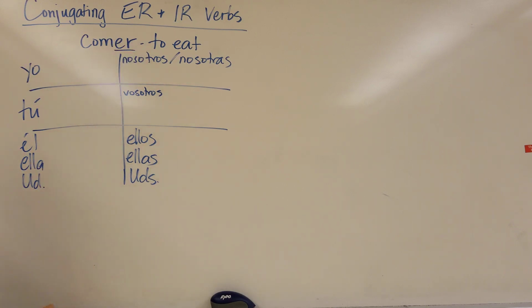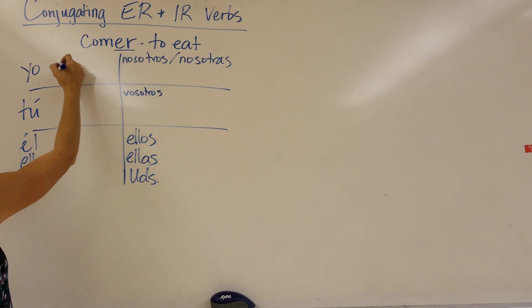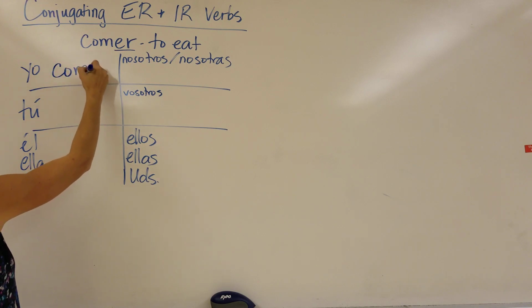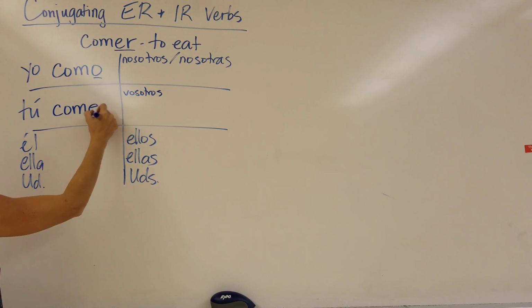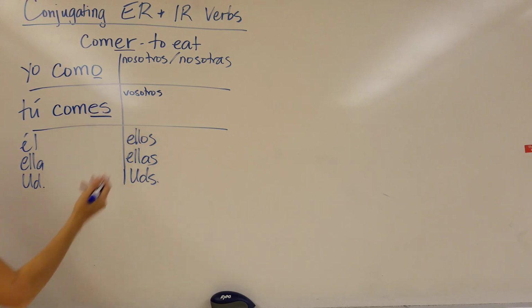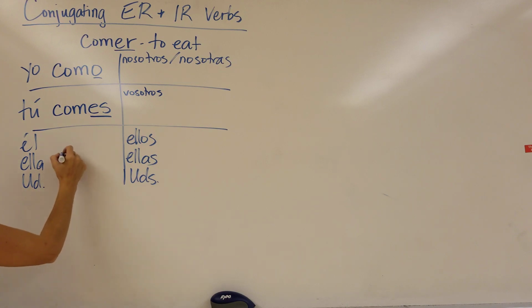We're going to take off that little ending there and add the new endings to say that I eat. In the yo form, it's exactly the same as it was with an AR verb. It changes to an O. Yo como means I eat. The difference for the rest of it is just that instead of an AS ending, we have an ES ending because it's an ER verb. So comes means you eat.